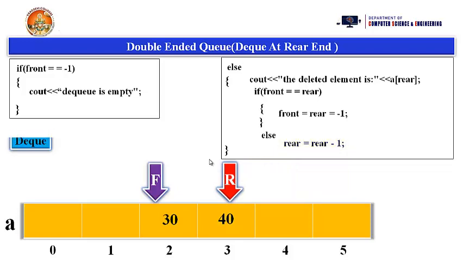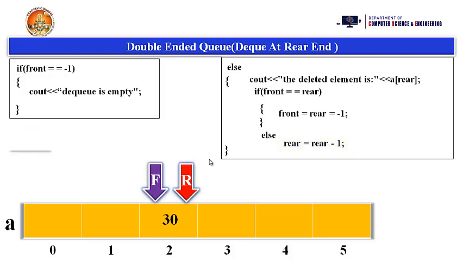Now I want to dequeue one more element. Check the condition if front equal -1. Front is pointing to the second index position. It is not equal -1, condition false. Then go to the else part, and the else statement is the deleted element is A of rear. Again, what is A of rear value here? 40. So 40 will be deleted from the queue, and then check the condition whether front and rear values are equal. Front is pointing to the second index position and rear is pointing to the third index position. Both are different, condition false. Then go to the else part, then decrement the rear value using the statement rear equal rear -1. So it is pointing to the second index position.